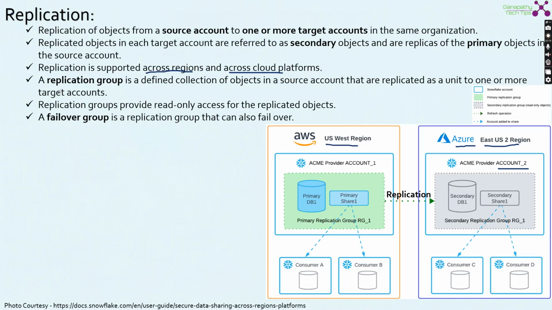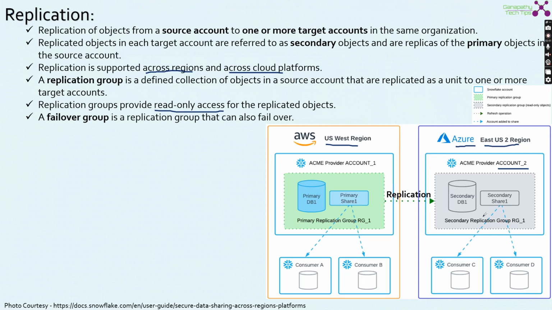Now we are going to understand some other important factors. One is the replication group. Here, the primary database, which is part of the source account, is part of something called a replication group. A replication group is a defined collection of objects in the source account that are replicated as a unit to one or more target accounts. As simple as it is, replication groups provide read-only access for the replicated objects. Important thing to note, it provides only read-only access.